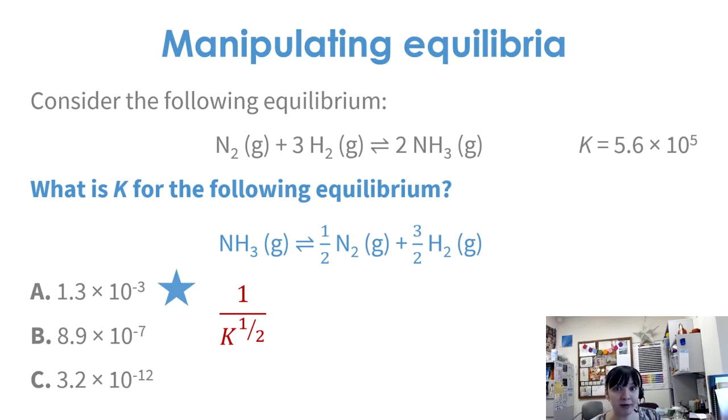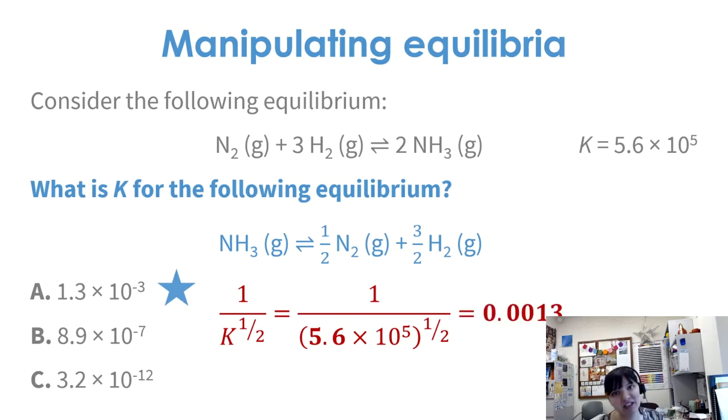Now I can combine both of these factors together, essentially saying 1 over the K constant to the 1/2 power. All of that together should handle both of the changes that are being made to this equilibrium, thus giving us our new equilibrium constant. So actually plugging in the number here for K of 5.6 times 10 to the 5th, I can go ahead and solve for this in my calculator, and I get 0.0013, or 1.3 times 10 to the minus 3.